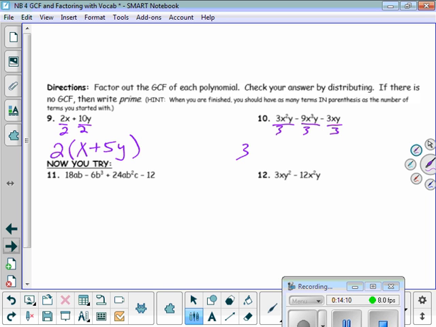Do they all have an x squared? You're actually looking for the lowest degree in this case. So x and y, they all have an x, and the lowest degree would be x to the first. They all have a y, and y is the lowest degree. So I got 3xy. Put your parentheses, simplify the first term, it goes right here.